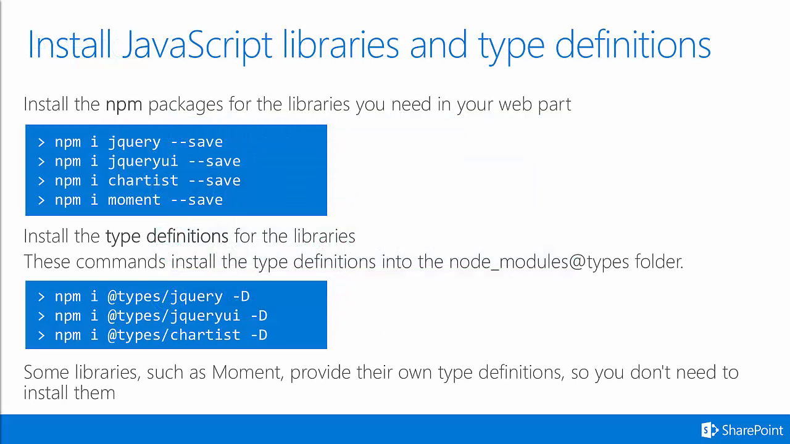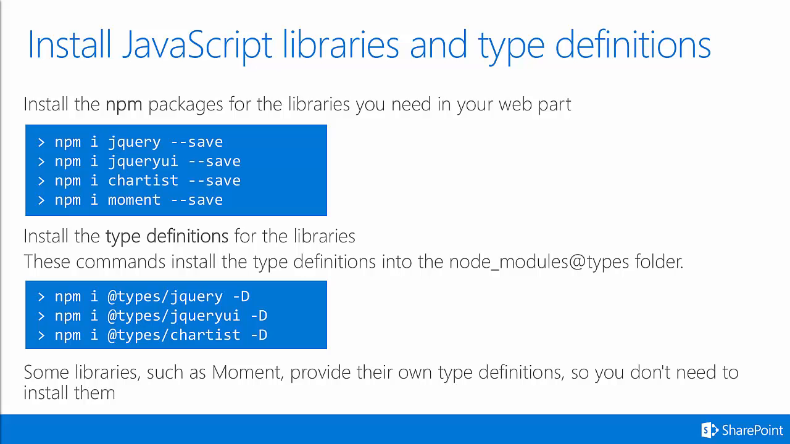Installing JavaScript libraries and type definitions is very simple when you're working with the SharePoint Framework. You can install the npm packages for the libraries you need in your web part by executing npm commands to install those libraries. Here you can see examples of using npm i jquery --save, as well as jQuery UI, Chartist, and Moment web part libraries. That's all you have to do to install the libraries in your web part.